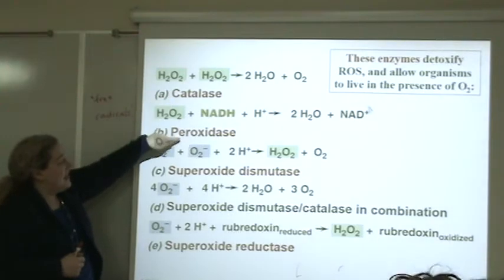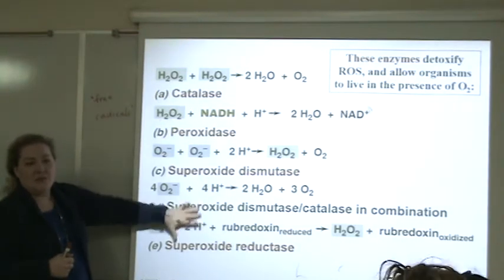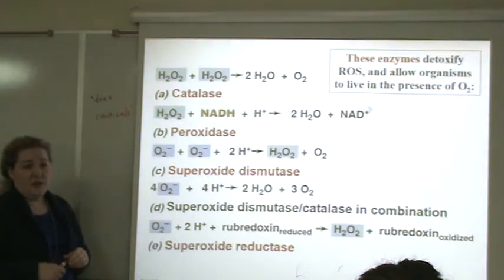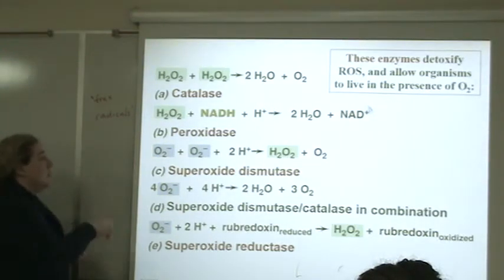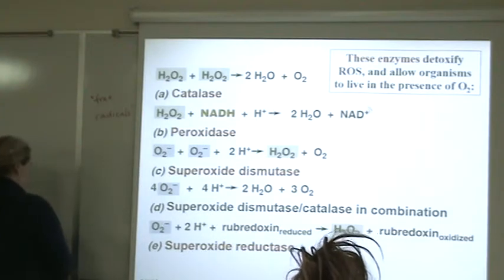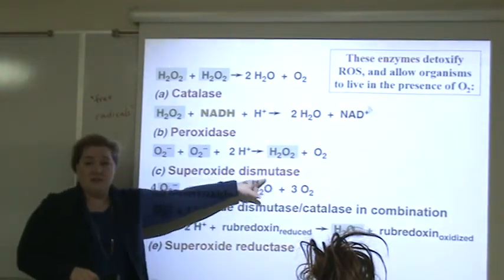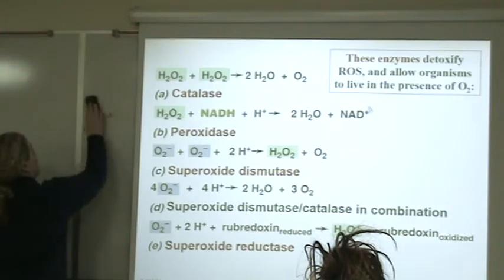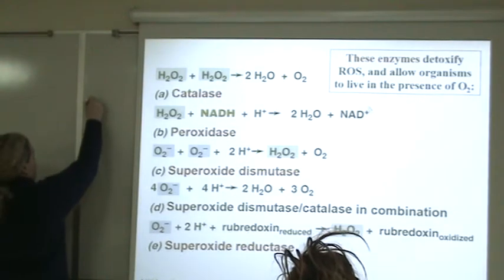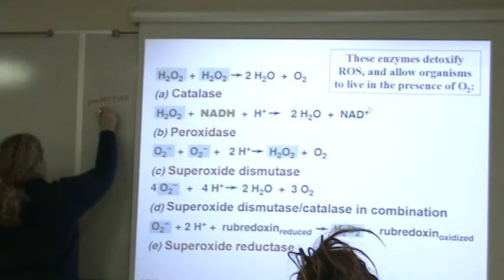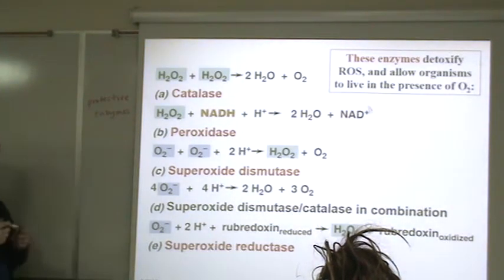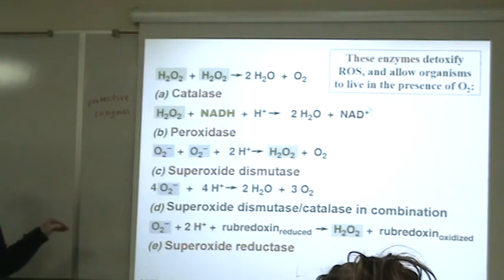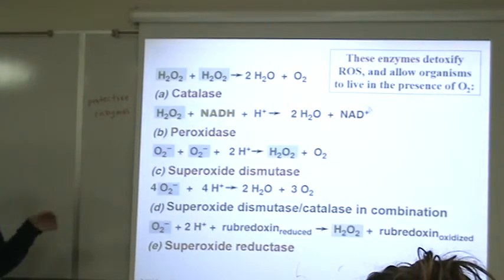Organisms that have enzymes like these are not the only ones, but these are the major ones. If they've got these, they can deal with the reactive oxygen species and not suffer a lot of cellular damage. So catalase, peroxidase, superoxide dismutase, superoxide reductase, these are protective enzymes. And any organism that uses oxygen would have to have at least one of these. And they usually have more than one of these at a time.